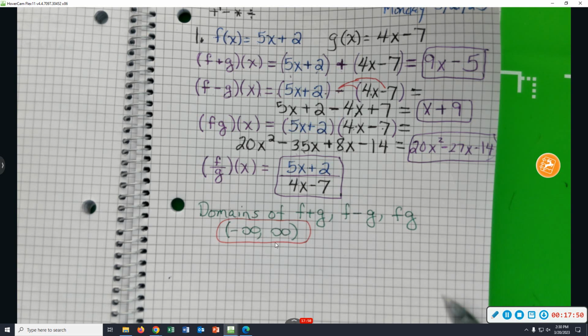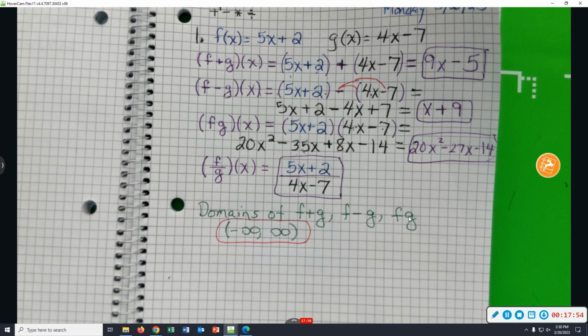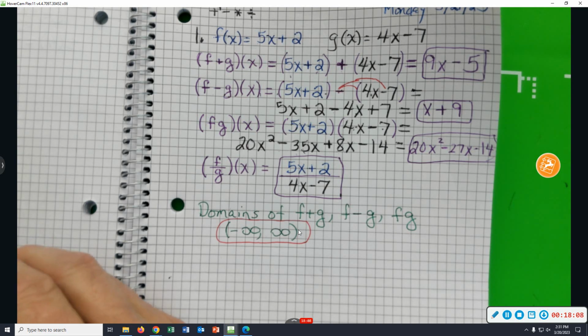And we're going to have to type that in separately: f plus g, f minus g, f times g. Any questions over there? What about you in the peanut gallery? Any questions on why we're saying the domain for the first 3 is all real numbers? No square root, no fractions, domain is all real numbers.